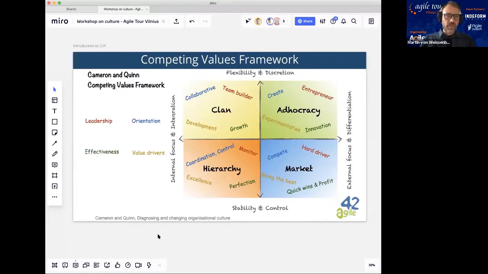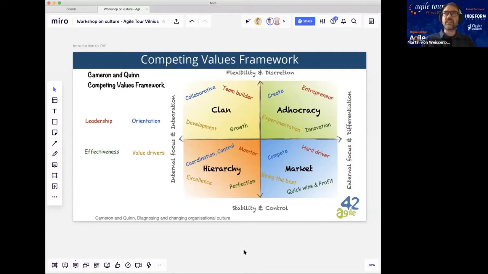Cool. So that's about the competing values framework. Now, there are lots of these OKI culture assessment instruments. This is one that we like because, first of all, it's grounded in research. Cameron and Quinn have done their homework, so we can trust it in some way. Secondly, both Cameron and Quinn are still using this framework.